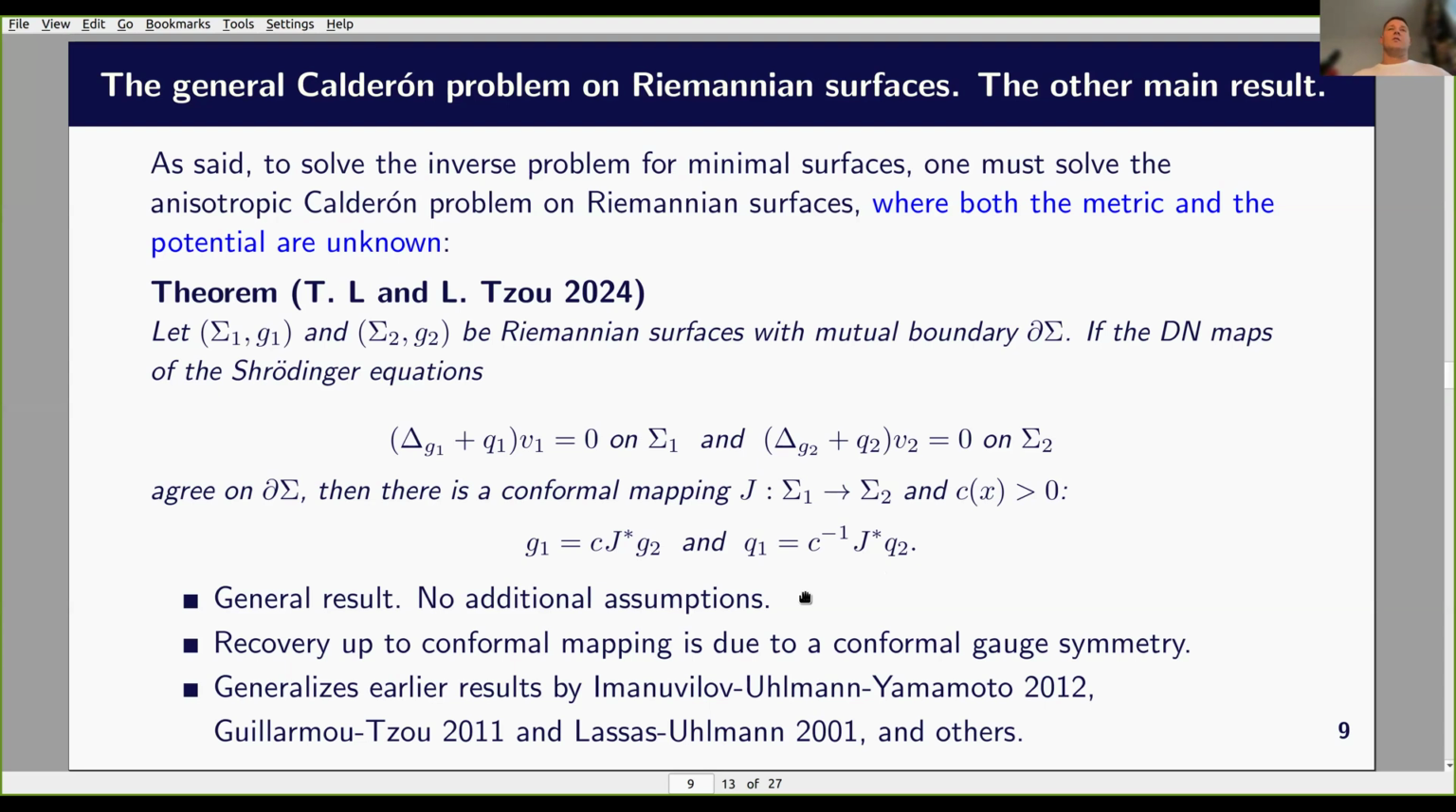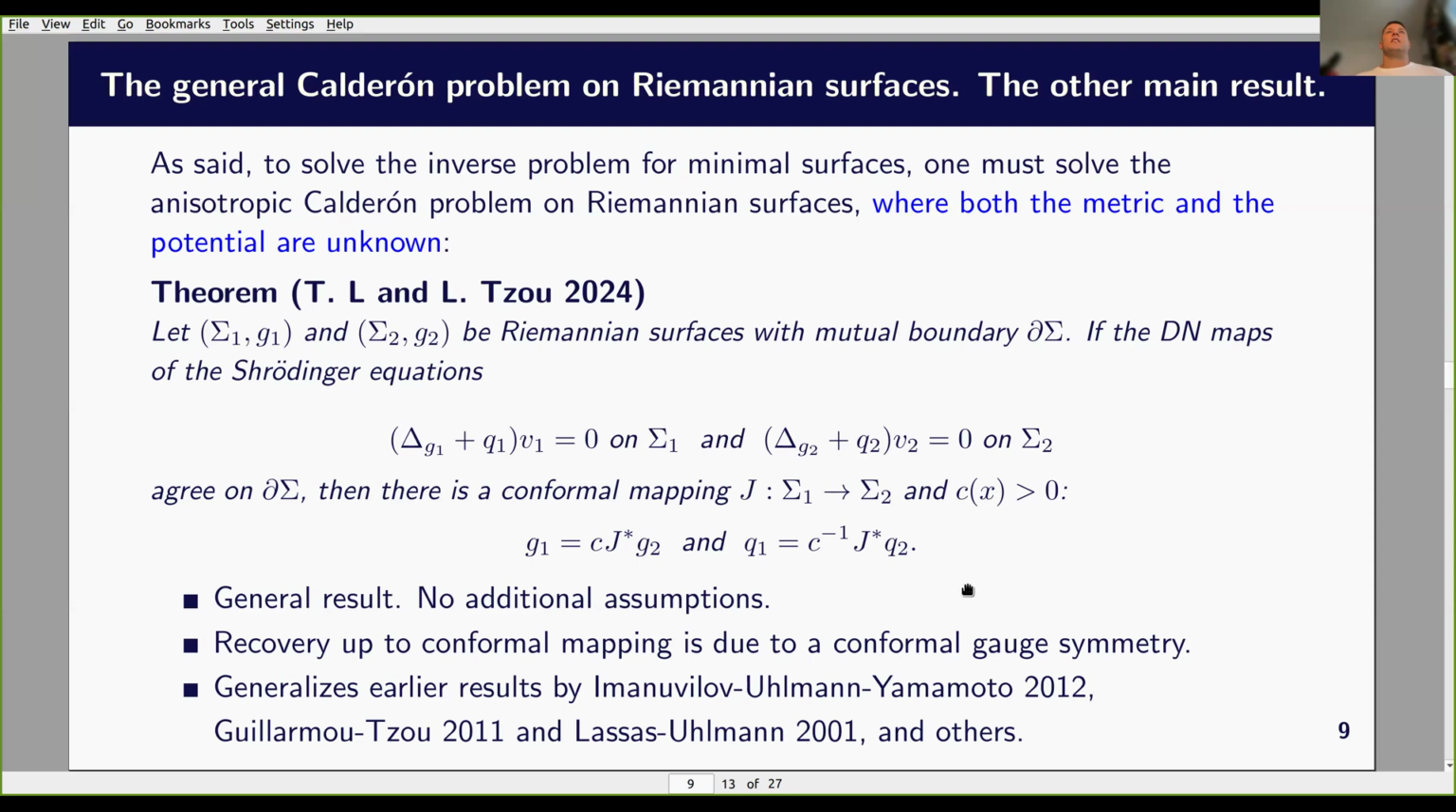Again, this as well is a general result. There are no additional assumptions, nothing. And you might wonder, can you improve the result to somehow take away this conformal factor C? The answer is no, because this problem has inherent conformal symmetry. Sometimes these symmetries are called gauge symmetries, so you can only recover things up to this conformal gauge.